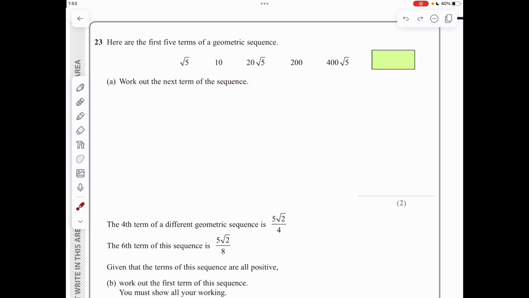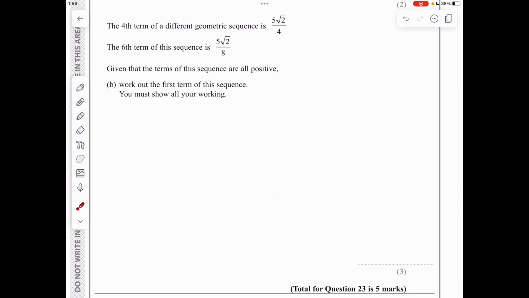So I noticed that to go from the first to the third term, I multiply by 20. From the second to the fourth, I multiply by 20. And so from the fourth to the sixth term, which is what we're trying to find, I will multiply by 20. So all we need to do is 200 times 20, which gives you an answer of 4,000.